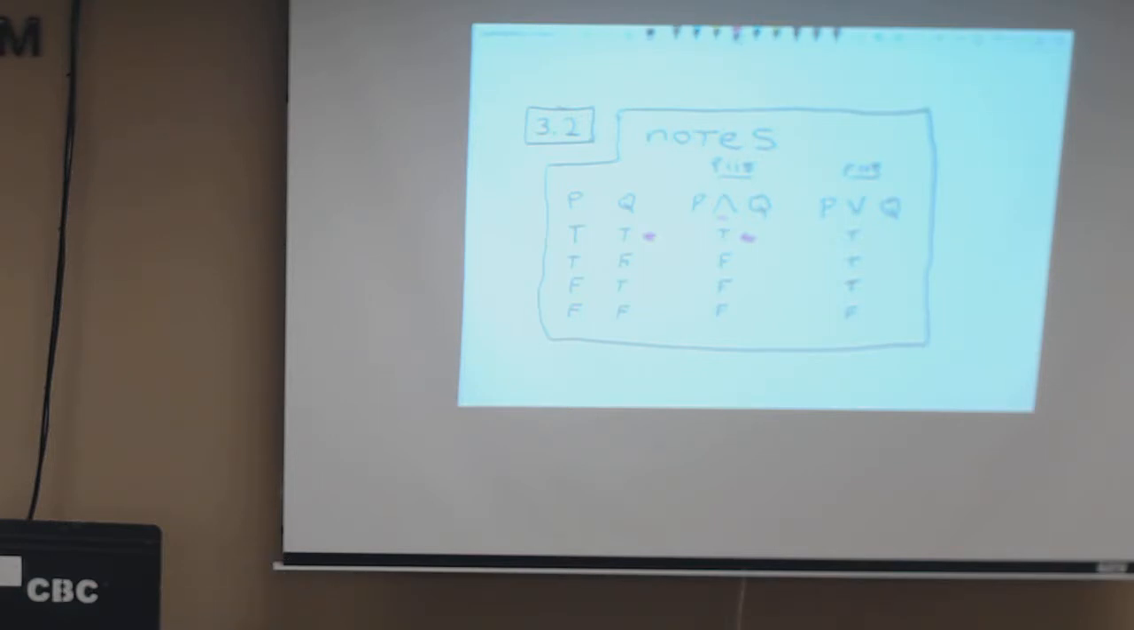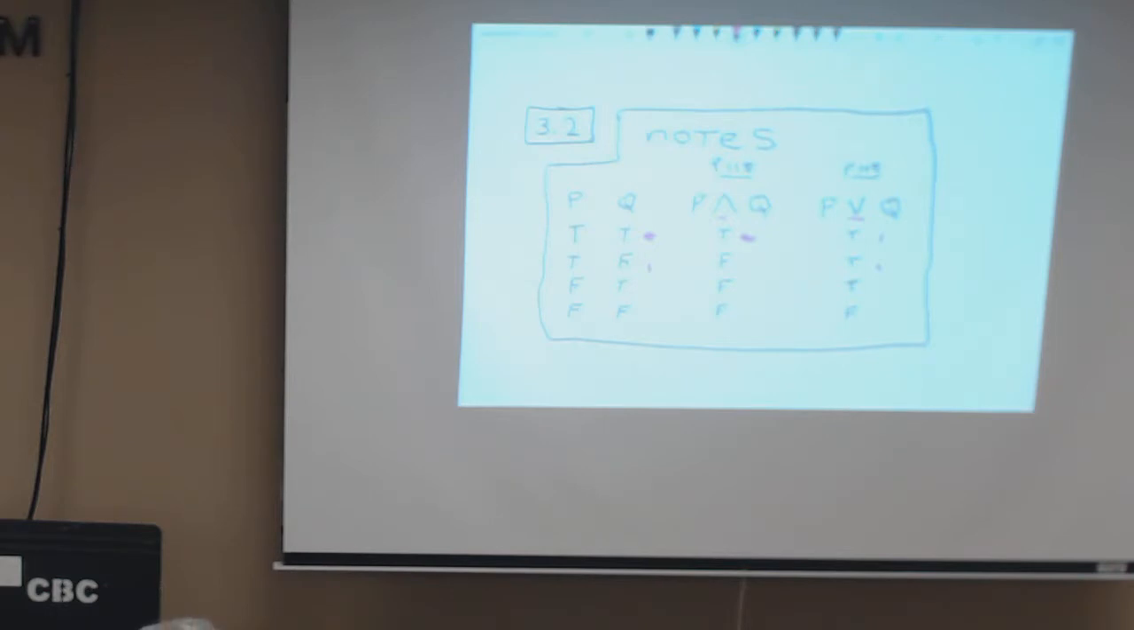Now let's go to or. True or true would be true. Agreed? True or false would also be true. Today is Monday or today is Friday. Now I didn't say and today is Friday, because it couldn't be both. Today is Monday or today is Friday. Today is Monday, and since I said or, then that makes it a true statement.